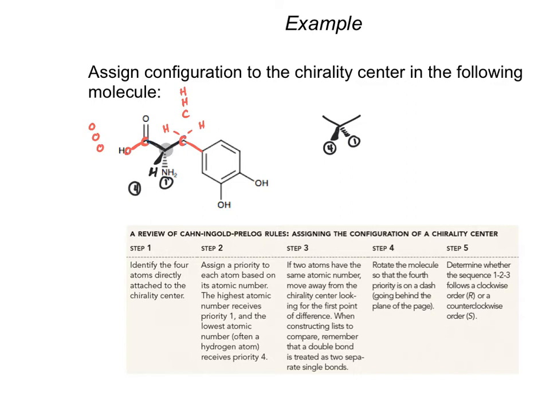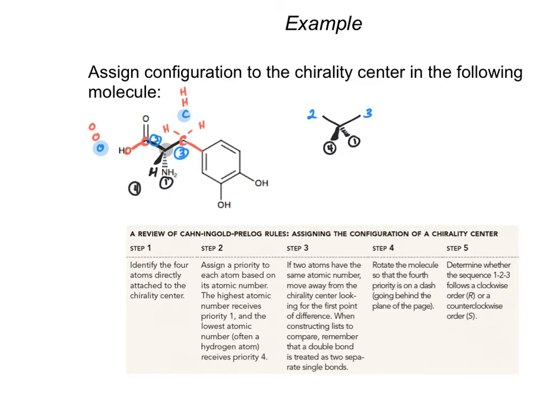Do we have a point of difference? Yes. The first thing we come to is oxygen versus carbon. Who has a higher atomic mass, oxygen or carbon? Oxygen. Right, so because of this guy versus this guy, this side is going to get the 2, and this side is going to get the 3. So we can go ahead and say 2 and 3. Now we have prioritized.